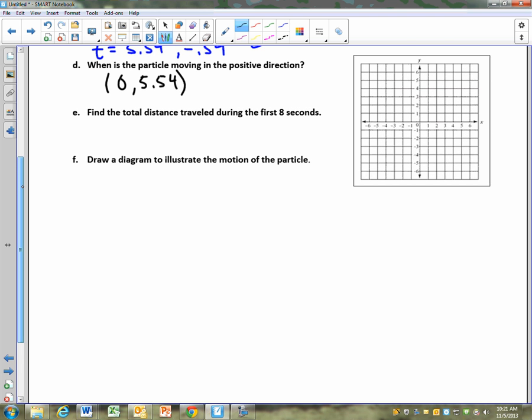Correct me if I'm wrong, but this next part is the part that everybody had problems with, correct? Okay, so let's answer this together. It says find the total distance traveled during the first 8 seconds. Okay? So I'm going to start by drawing the motion of the particle.